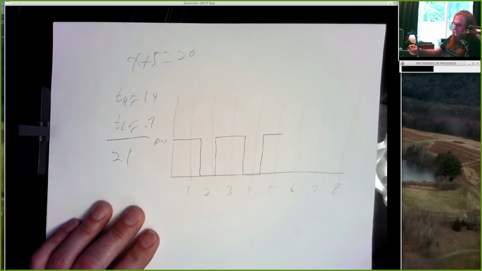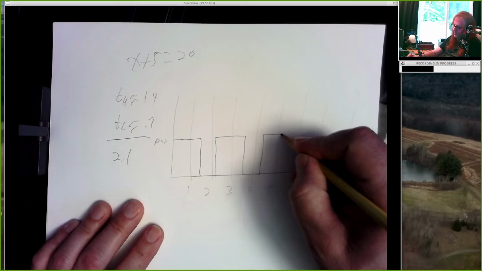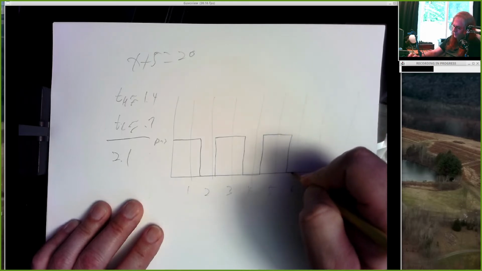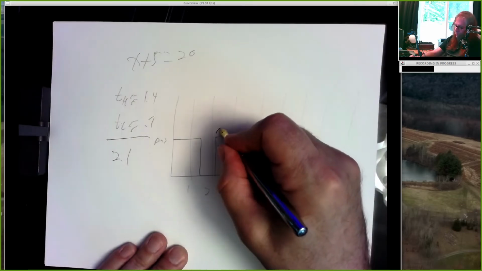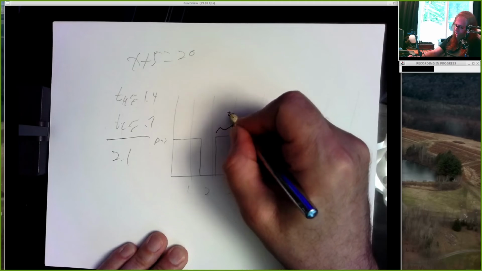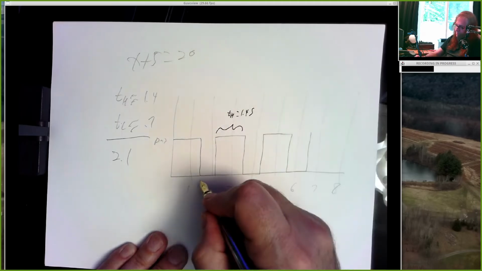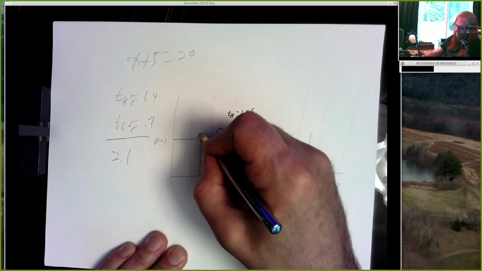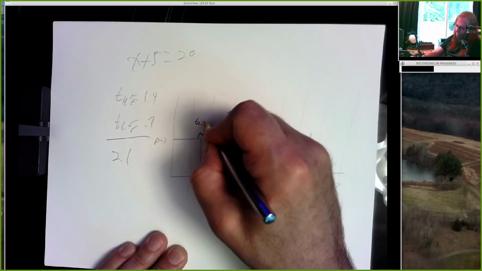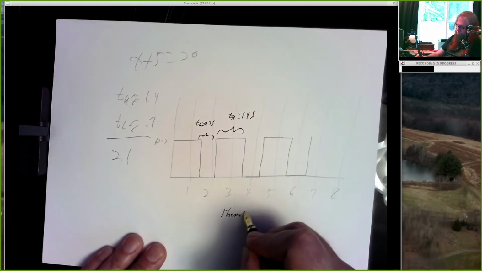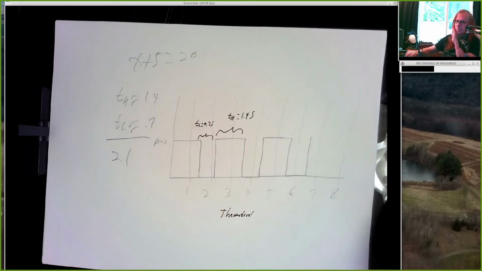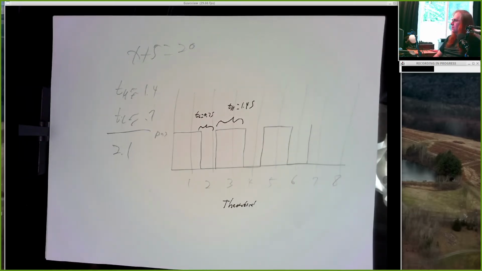So you can draw a few more of these, if you like, and then you can just annotate them and say time high equals 1.4 seconds, and down here you could say time low equals 0.7 seconds. And this is theoretical.